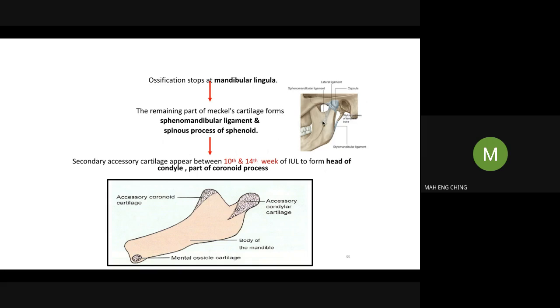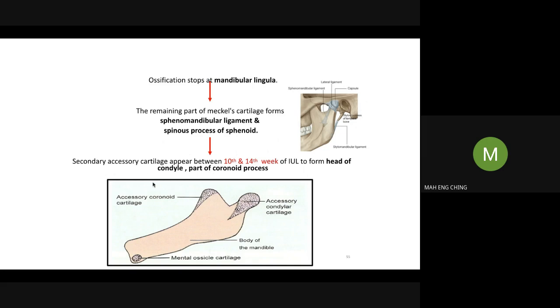Then secondary accessory cartilage appears between the 10th and 14th weeks of the IUL to form the head of the condyle. So this forms the body of the mandible: this Meckel's cartilage and the bifurcation, the center, left and right. This one will form the body of the mandible. Then we have this secondary accessory cartilage, which will appear between 10 to 14 weeks in the IUL to form the head of the condyle and a part of the coronoid process.